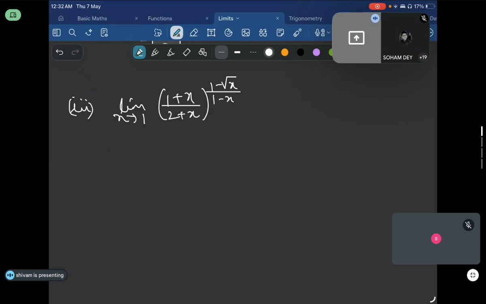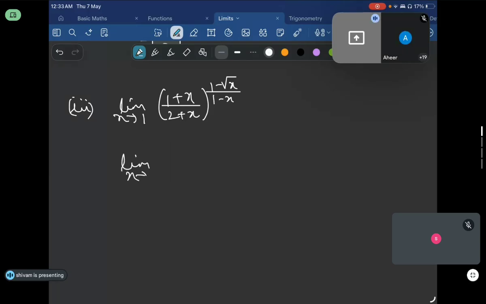Shijita, are you solving? Yes, sir. I have a question here. How is it 1 to the power infinity form? Because when you substitute, oh no, it is not 1 to the power infinity form. So it can be directly solved. 1 minus root x, 1 plus root x, 1 plus 1, 2 by 3. Root over 2 by 3. Directly we can solve this.